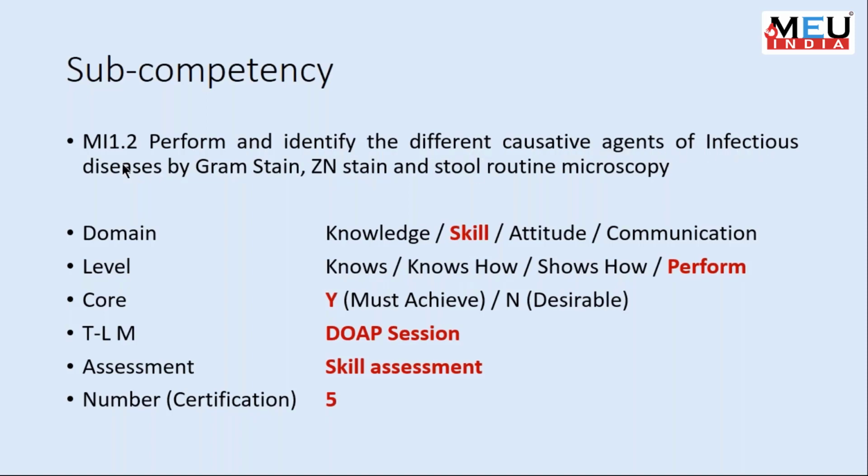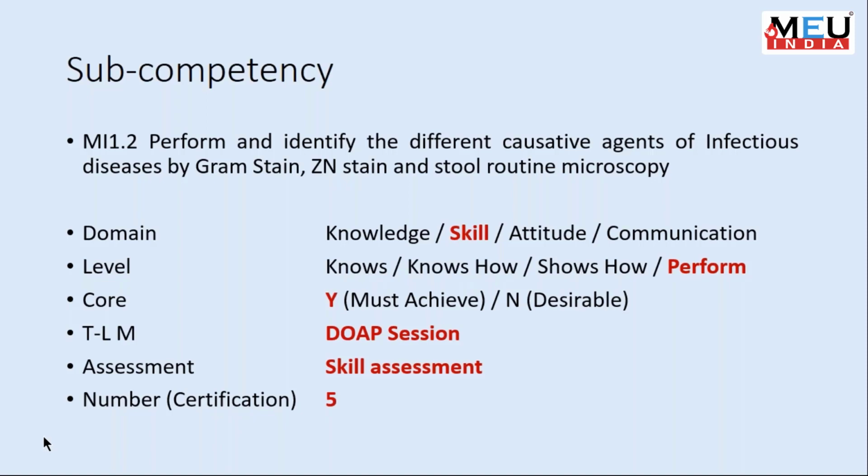perform and identify the different causative agents of infectious diseases by Gram stain, ZN stain, stool routine microscopy. So the domain over here is skill. It can be knowledge, attitude, communication, but over here we are talking about skill. The level can be knows, knows how, shows how, and performs. This is Miller's pyramid. We are looking for performance. Core, it must be achieved. That means yes. And if it is desirable, no. So over here, it is yes, core.